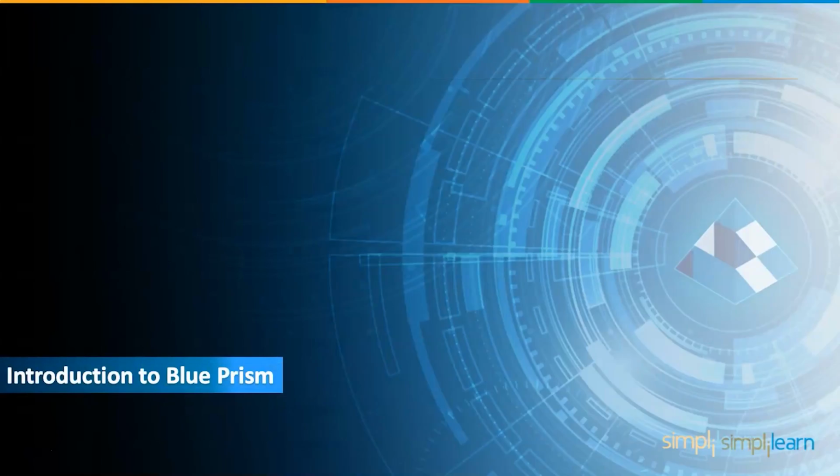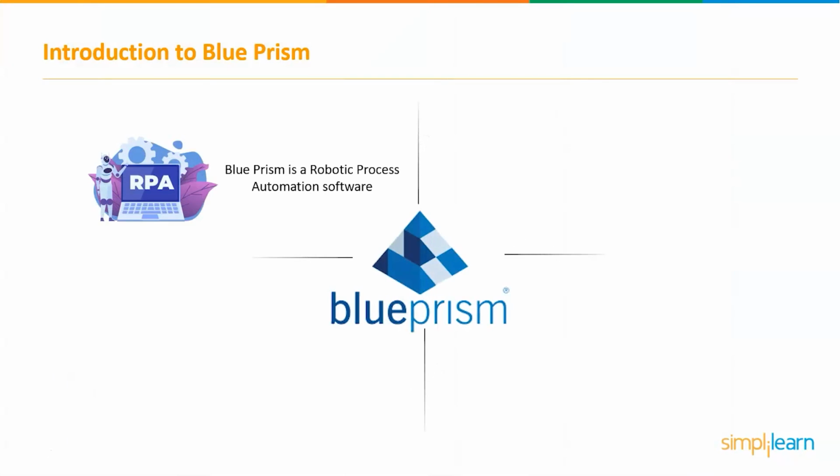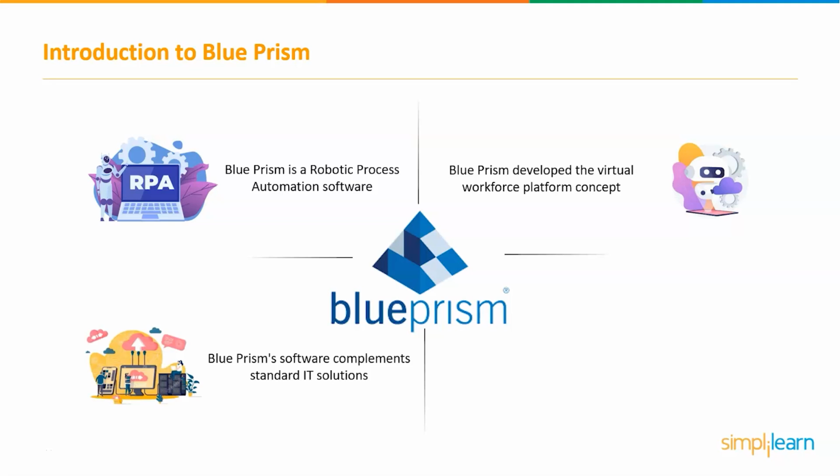Introduction to Blue Prism. Blue Prism is software that develops enterprise robotic process automation, allowing businesses to automate complex end-to-end operations. Blue Prism developed the virtual workforce platform concept and works on an enterprise robotic process automation platform that is strong, highly scalable, secure, and reliable. Blue Prism software complements standard IT solutions by utilizing an agile virtual workforce that follows rule-based business processes and interacts with the system in the same way that users do. Blue Prism's RPA software solution automates tasks that would otherwise be carried out manually by humans or through major customization of current IT systems, resulting in a higher level of automation with significantly lesser investment and faster deployment.